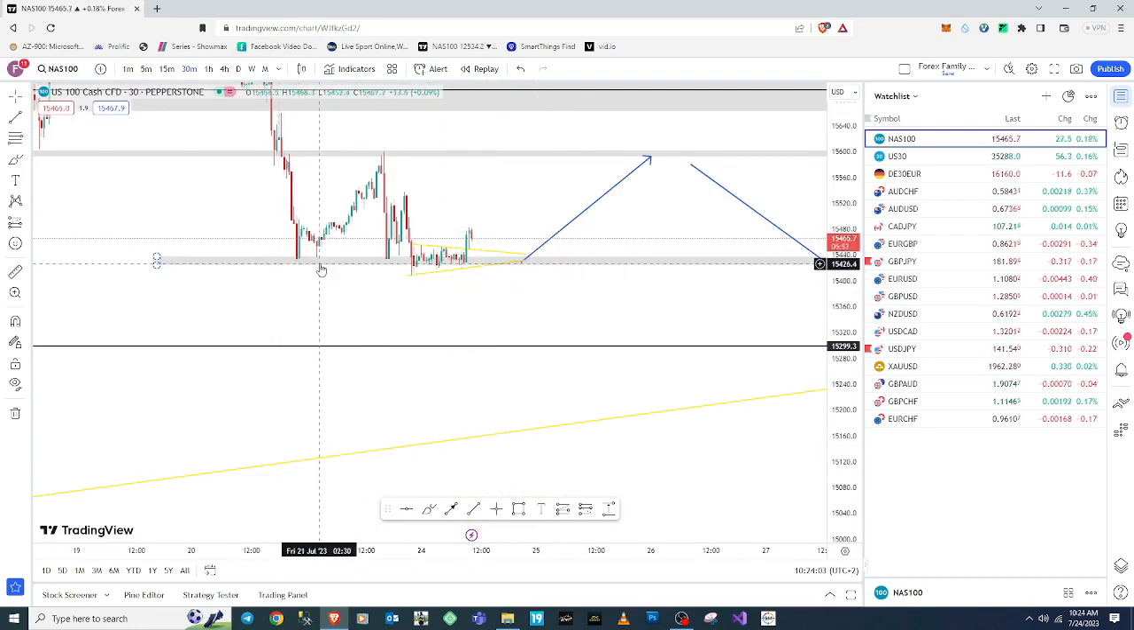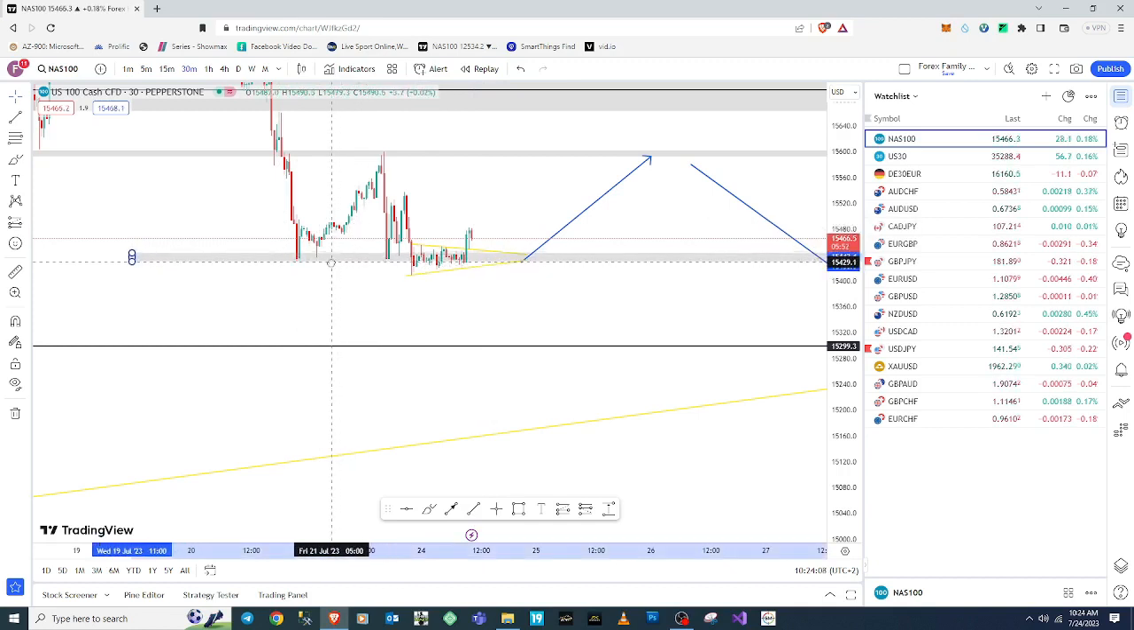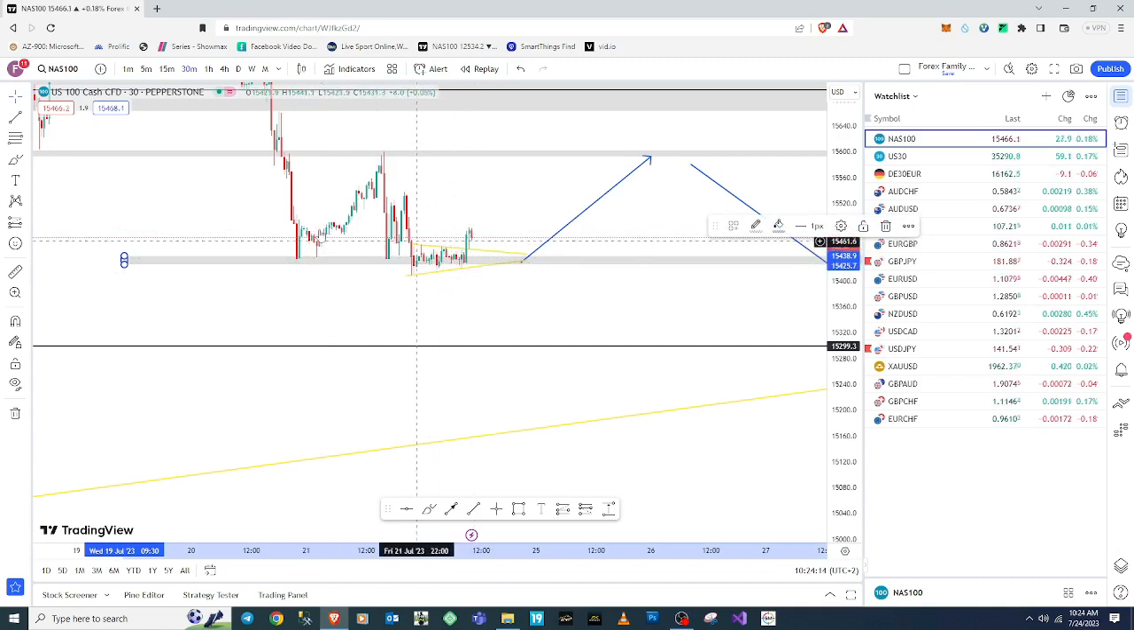But yeah, we can see this support. I mean, it was very, very strong when it came to this level. So the support was very, very strong. They were unable to break it out, guys. So instead they broke it to the upside.